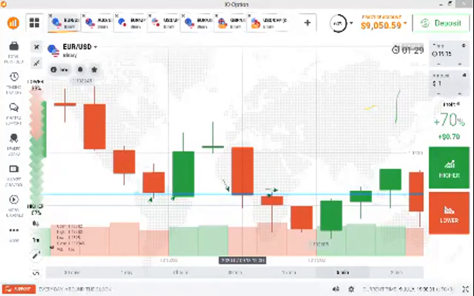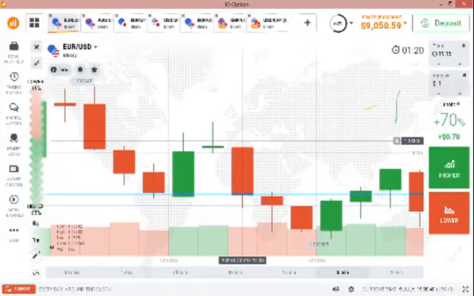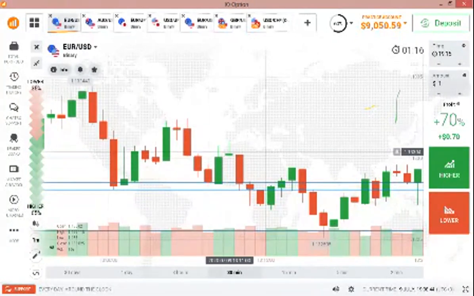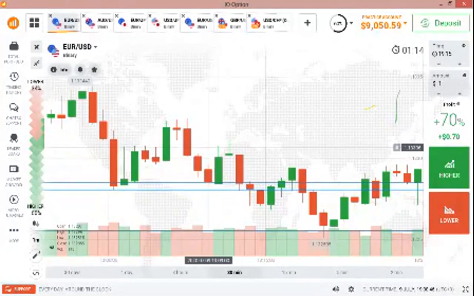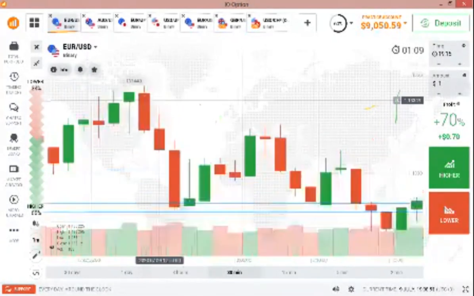So when you're trading on levels, make sure that the level is tested. The level you draw is tested more than 2 times. And make sure that the number of candles that reverse from that level should be more than 2 candles, or more than one.